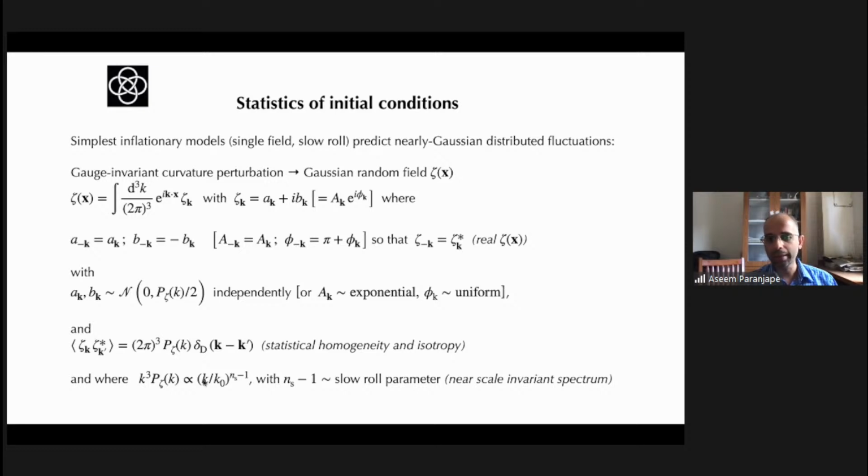It is usually written like k to the power ns minus 1, where ns minus 1 is very small. And this is typically related to a parameter in the physical model, which controls how slowly this field is rolling. So the closer this number is to 1, the slower this field will roll. And this number is now observationally constrained to be something like 0.03 or so, this difference from 1.